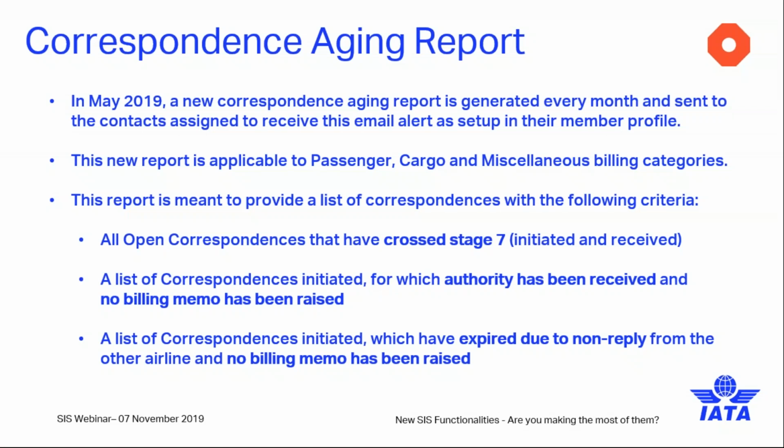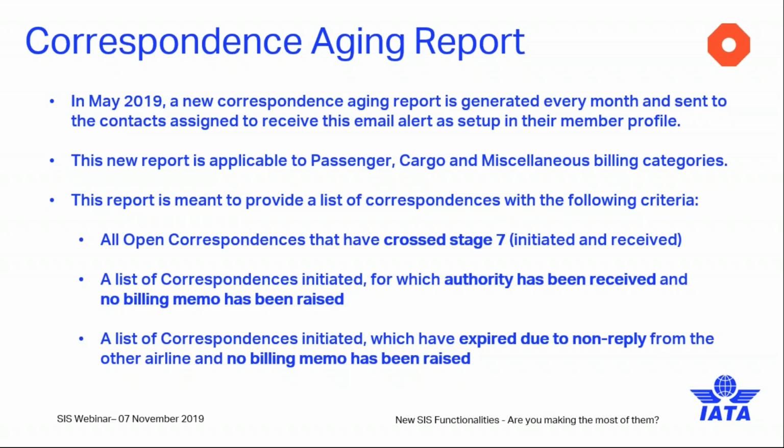So as we reviewed in the beginning of our webinar today, the contact management, this is why it's so important. For correspondence aging alerts, the contact that is assigned to receive this report will be the one to take action as necessary on the correspondences. This new report is applicable to all billing categories except UATP, which will be for passenger, cargo, and miscellaneous billing categories.